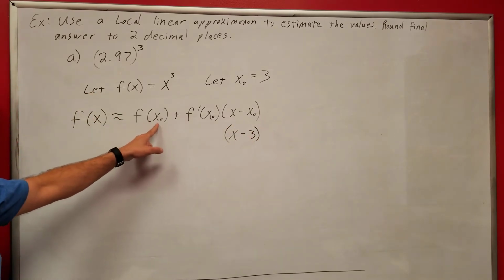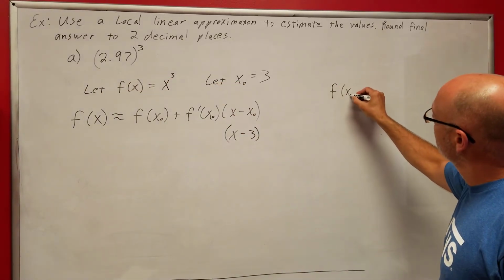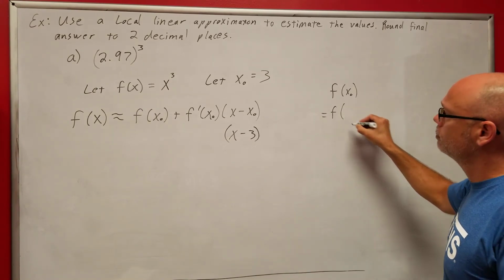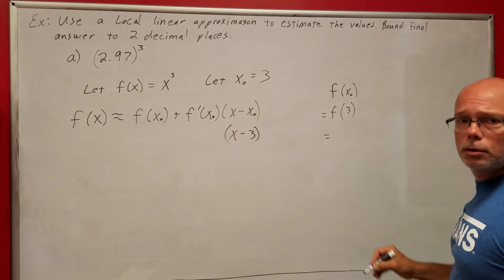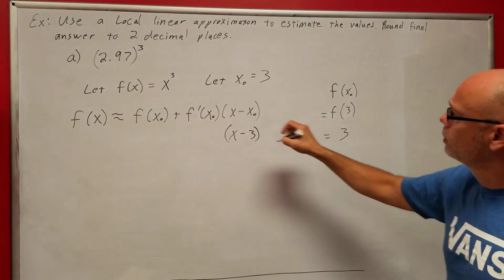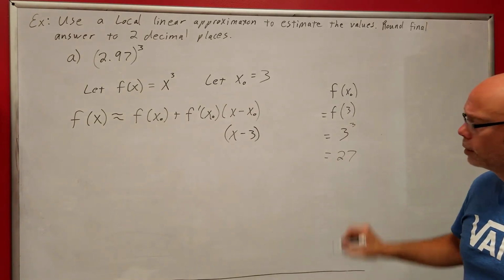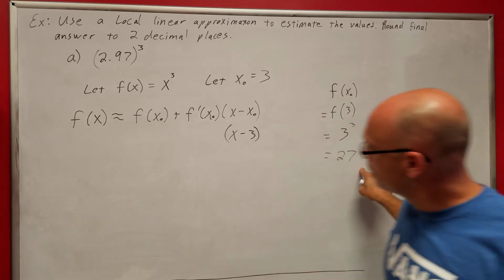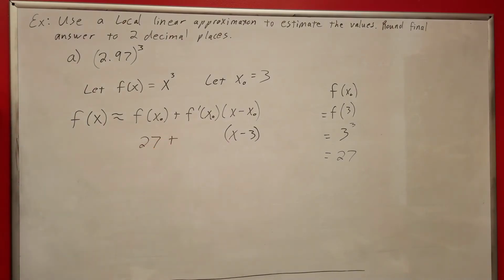Let's find f at x naught. So I'll come over here, I'll say f at x naught is equal to f at 3, which is equal to this function f right here, evaluated at 3. So we'll have 3 cubed. And what is 3 cubed? 27. So f of x naught is 27, so right here I'm going to put in 27. Now what do I still need? F prime at x naught.